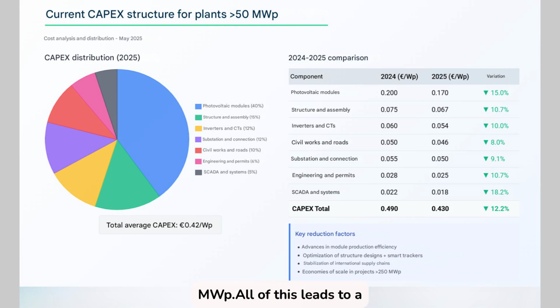All of this leads to a cumulative reduction that significantly improves the viability of large plants in markets with tight PPAs. As you can see, this CAPEX reduction is not uniform but strategic. It is achieved through standardization, digitalization, and smart design decisions. In the next video, we'll analyze how these costs vary depending on the size of the photovoltaic plant and what advantages each power range offers.